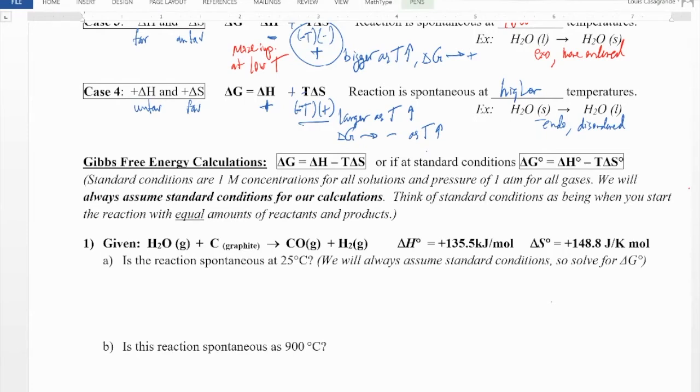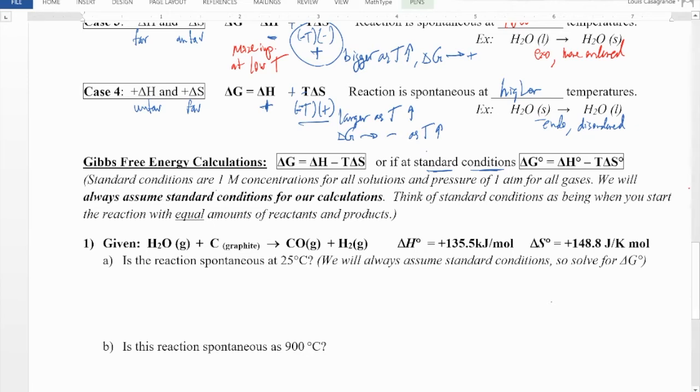Now, we have this concept in chemistry, and we'll get more into this in a few lessons, where we talk about what are called standard conditions. Standard conditions are just a way of knowing that we're always talking about the same thing. You can always have different concentrations of products and reactants in a reaction.